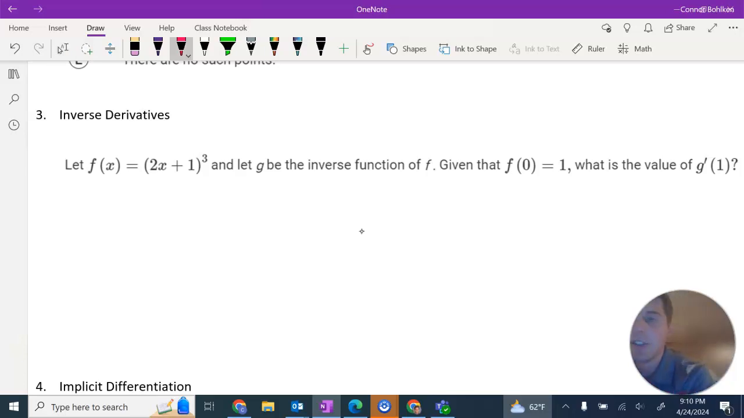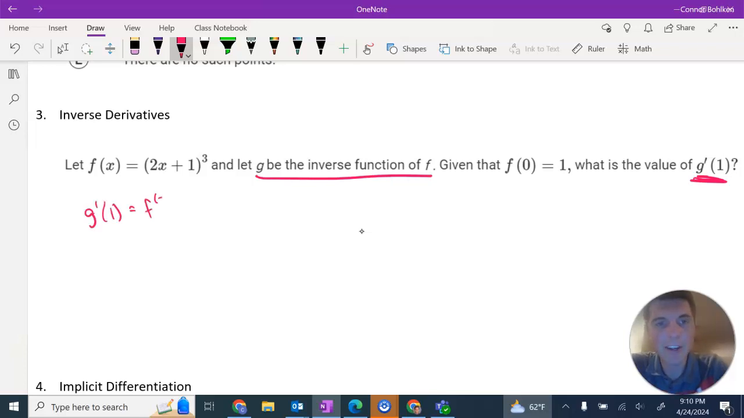We've got to find g prime of 1, and it says that g is the inverse function of f. So we learned this a long time ago, but there is a rule for inverse derivatives. Essentially, if I want to find g prime of 1, I'm trying to find f inverse prime of 1. And this is where our rule comes into play. You wrote this down on that colored piece of paper from the beginning of the year. Every time we're trying to do inverse derivatives, the formula that we have to remember is 1 over f prime of f inverse of x, or in this case it's just 1.